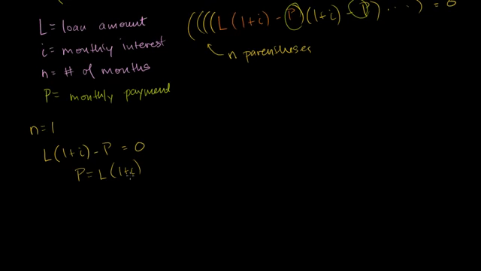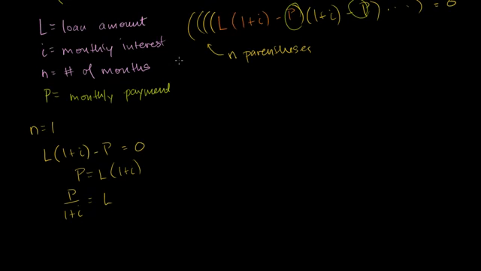Or if you divide both sides by 1 plus I, you get p over 1 plus I is equal to L. And you might say, hey, you already solved for p. Why are you doing this? And I'm doing this because I want to show you a pattern that'll emerge.